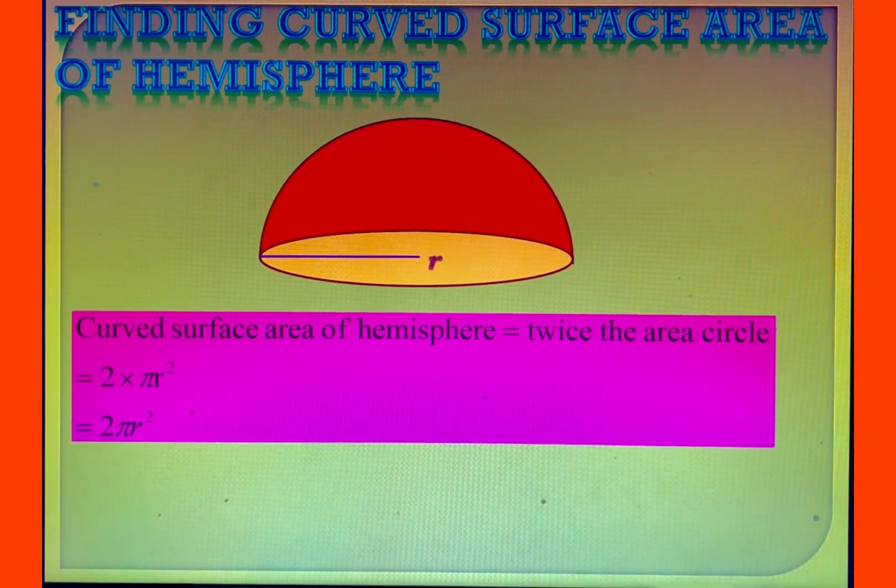So this is 2 pi r square, means half of 4 pi r square, you will get 2 pi r square. So 2 pi r square, this is the curved surface area of hemisphere.